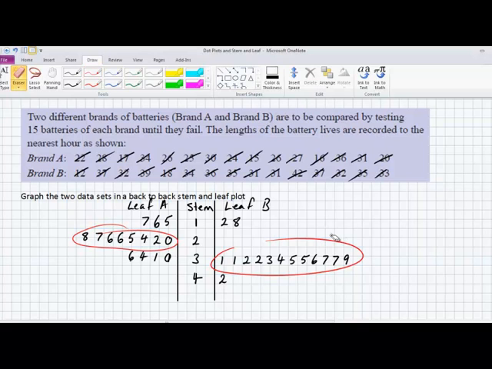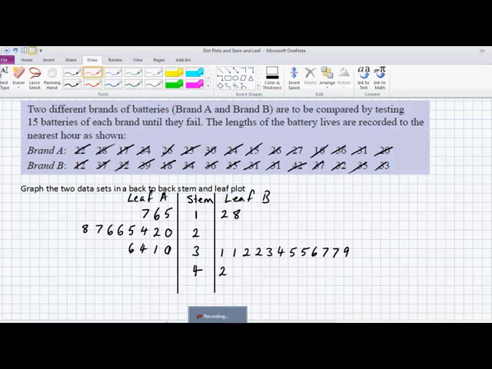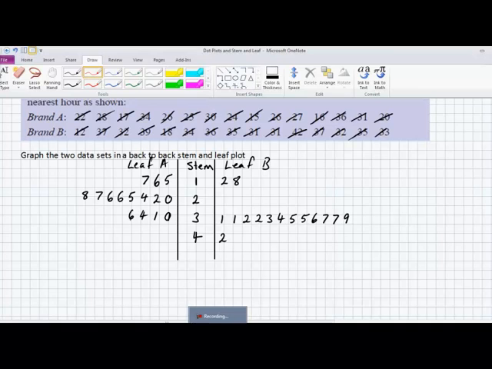Alright? Okay, so that's a back-to-back stem and leaf plot. So now you can go on and complete the exercises below.